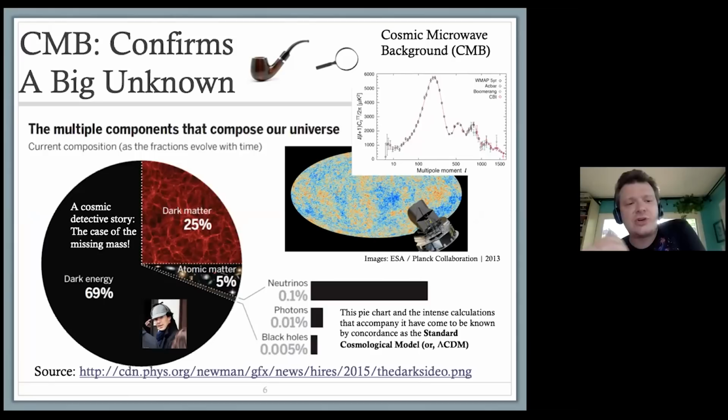Now, this 5% atomic matter, you might think, does that mean we only understand 5% of the universe? But actually, it's much, much worse than that. Because of that 5%, the vast majority is hydrogen. So about 3/4 of this 5% is hydrogen and 1/4 helium.